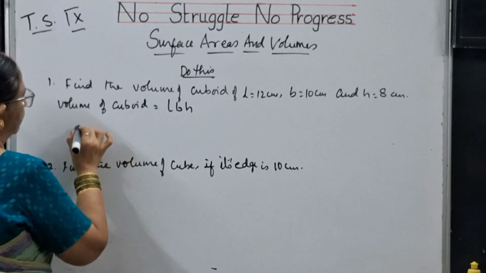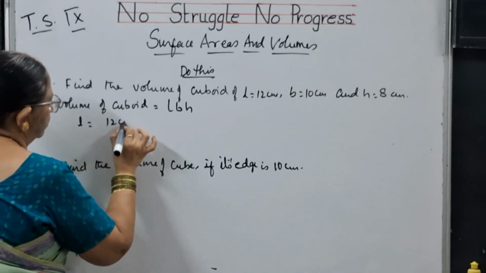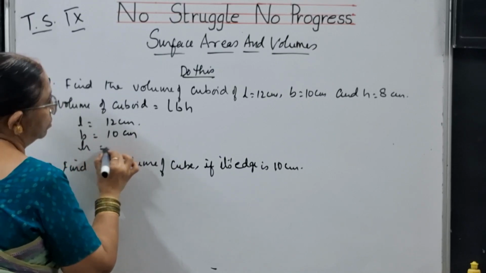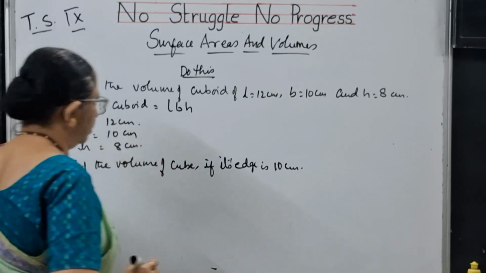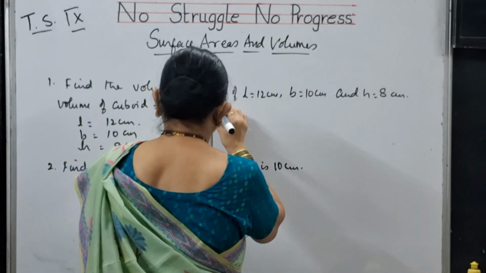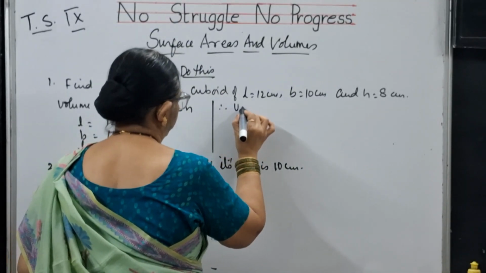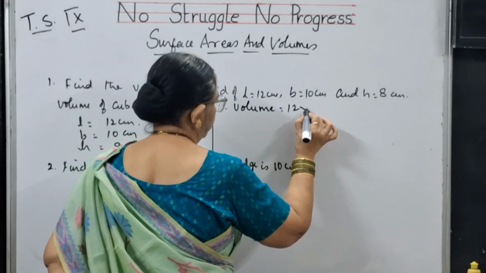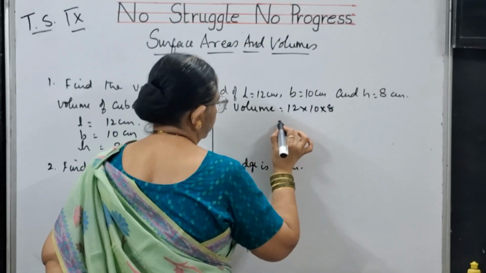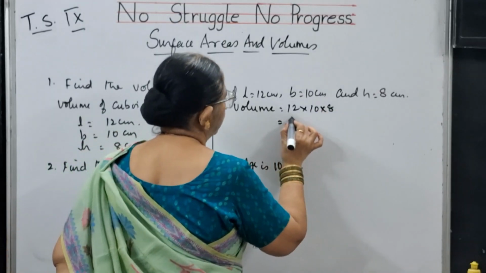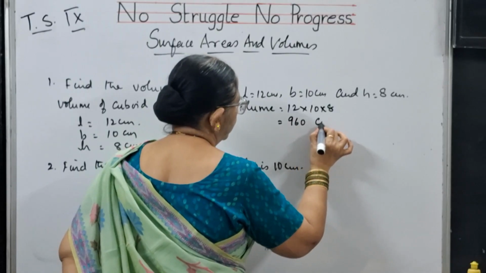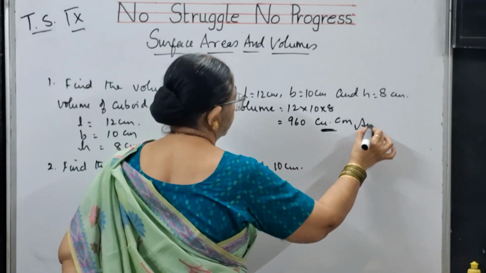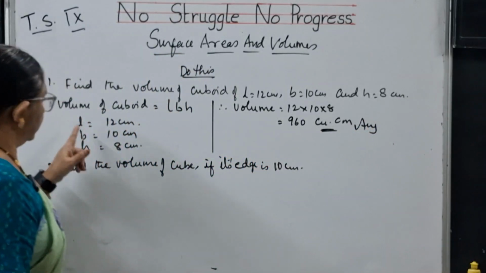What is the length they have given? Length is 12 centimeters and breadth is 10 centimeters, height is 8 centimeters. Therefore volume is equal to 12 into 10 into 8. That is 12 8s are 96 into 10, 960 cubic centimeters, because every length is in the same unit. This is the answer.